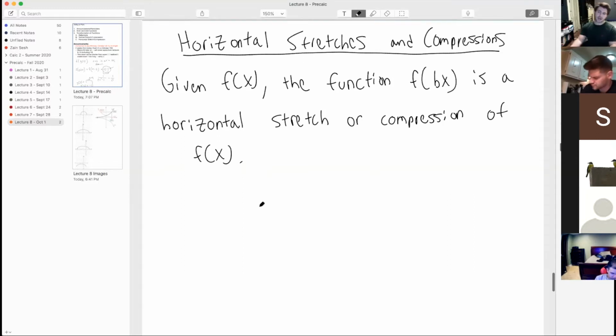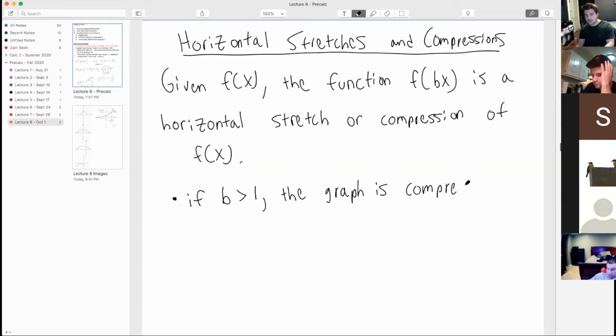All right, now how do we determine whether it's a stretch or a compression? That will be determined by the nature of this number b. So how does that play out? All right, here we go. If b is strictly greater than 1, the graph is compressed.